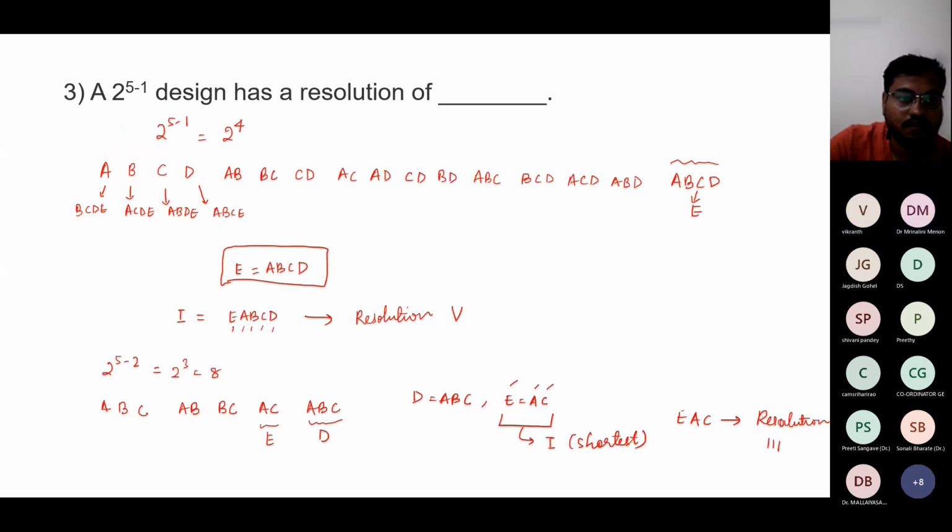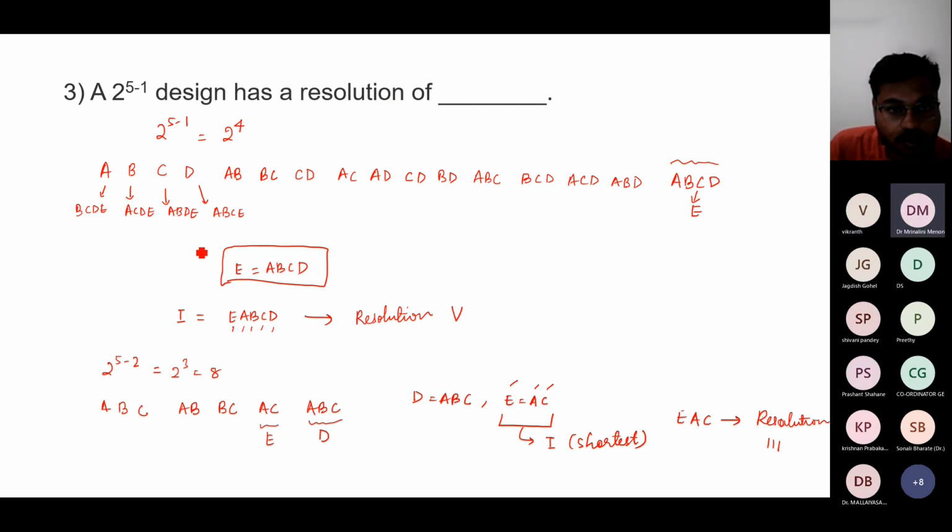For the third question, we are asked: a 2 to the power 5 minus 1 design has a resolution of dash. So here we'll have 2 to the power 4 number of experiments. So we'll have 4 factors in the base design, which we can write as A, B, C, D. Then we'll write out all the interaction terms, first taking 2 at a time, 3 at a time, and finally 4 at a time. Then to make this fractional, we'll replace the highest order term with the new factor, which is E. So our equation for this fractional design turns out to be E is equal to ABCD, because we are replacing ABCD by E. And the generator equation here becomes I is equal to EABCD. Since the generator equation has 5 terms, the resolution here will be 5.